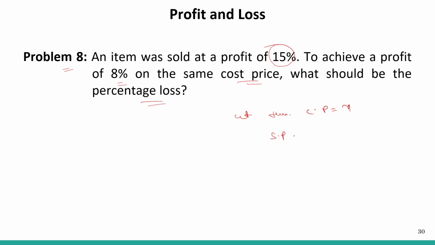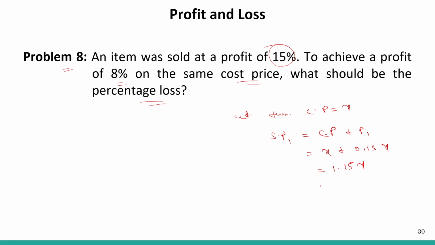So selling price 1 is equal to what? CP plus profit 1, right? So this is equal to X plus 0.15X, which is 1.15X, the SP1, that is the selling price 1. So to achieve a profit of 8% on the same cost price, what should be the percentage loss?